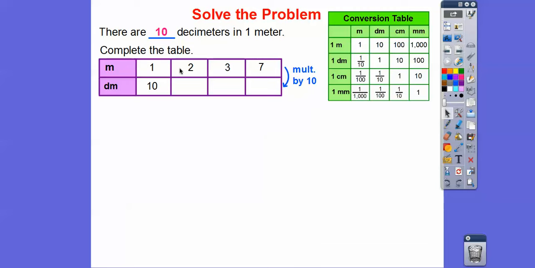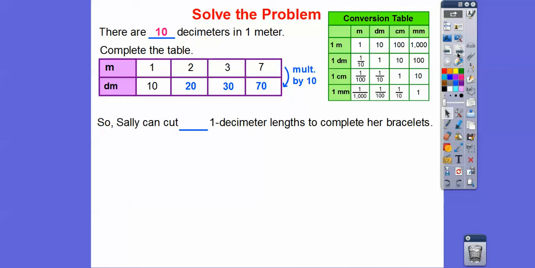So we're just going to multiply by 10. If there's 1 meter, then there's 10 decimeters. If there's 2 meters, then there's going to be 20 decimeters. Okay, 3 is going to be 30. Finally, 7 times 10 is going to be 70. So Sally can cut 70 1-decimeter lengths to complete her bracelets.